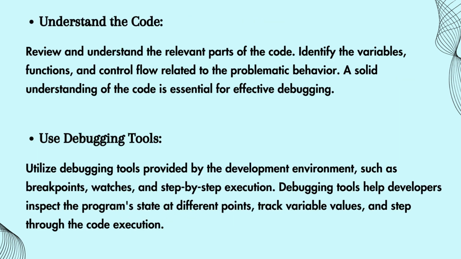The second step is to understand the code. Review and understand the relevant parts of the code. Identify the variables, functions, and control flow related to the problematic behavior. A solid understanding of the code is essential for effective debugging.